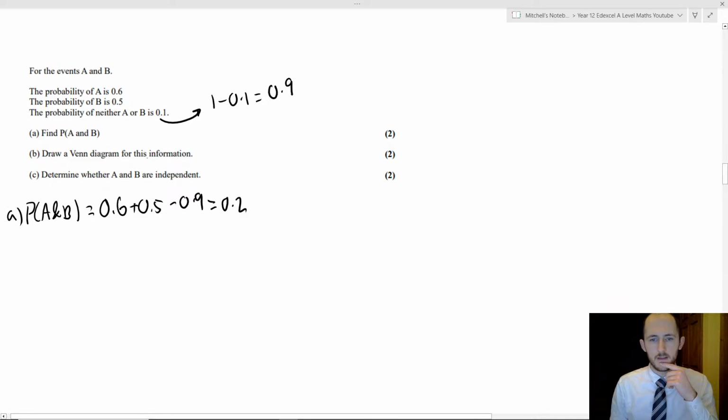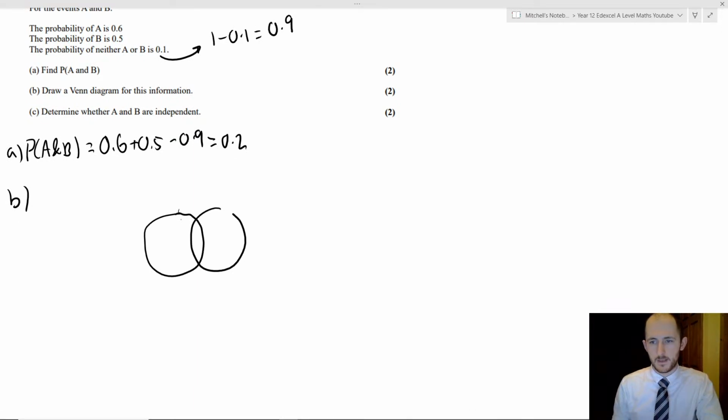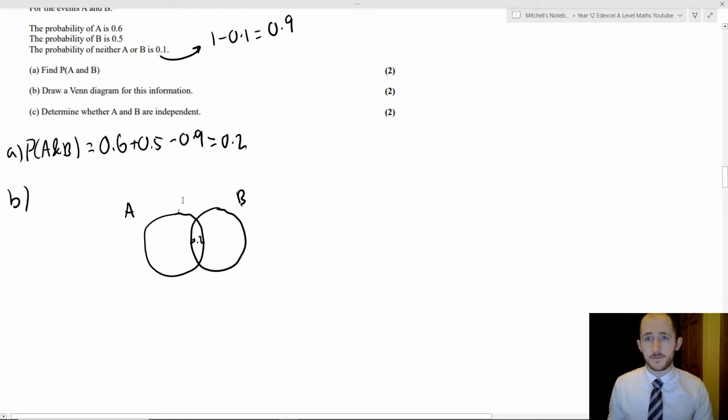That's for A. For B, we're just drawing a Venn diagram for this information. So again, all we need is 2 circles, one for A and one for B. And once you see this, it should hopefully make a bit more sense as what the original is. If you're unsure, you can always draw the Venn diagram first. So A and B is the bit in the middle, so 0.2. Now, if the probability of A is 0.6, then everything inside this circle should be 0.6, but we already have 0.2, so it's 0.4. And using the same logic, this would be 0.3.